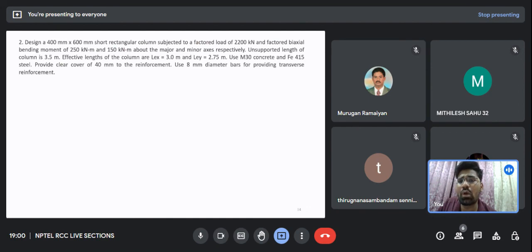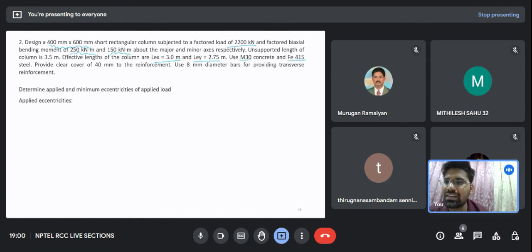I have a problem too, which you can solve on your own. I have not brought the solution for this. I only have the steps for it, but I have not calculated the values. This also is a similar question, but now it is a rectangular cross section column. I have already discussed what changes we will have if my column is rectangular, in the previous problem. I have the Mux, I have Muy, I have the load, then effective lx and ly are already given, the grade of concrete is given, and Fe415 is given.